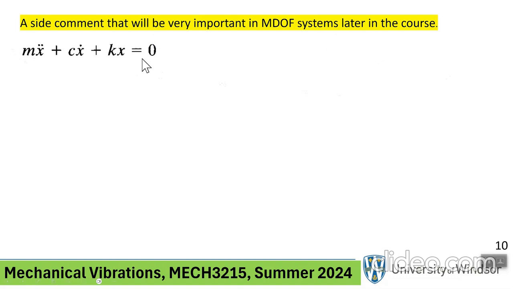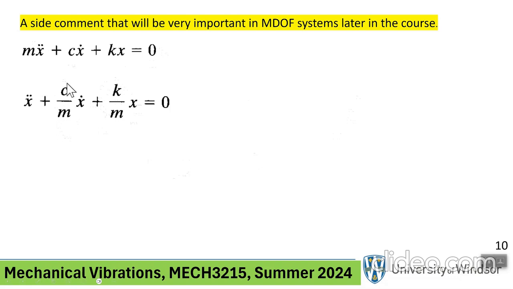Remember, the mother of all equations for a damped vibration is this. I can divide through by M, and immediately you notice that this thing here is actually omega n squared.